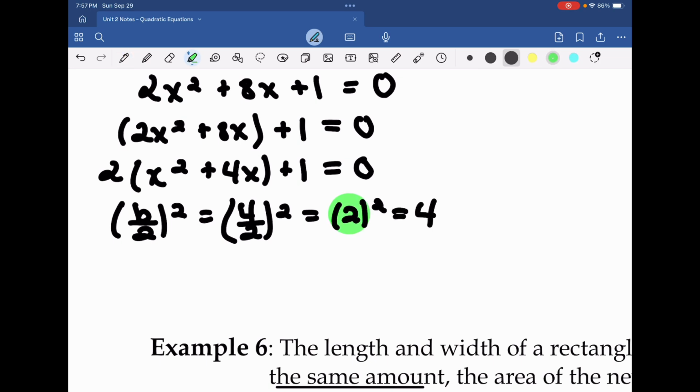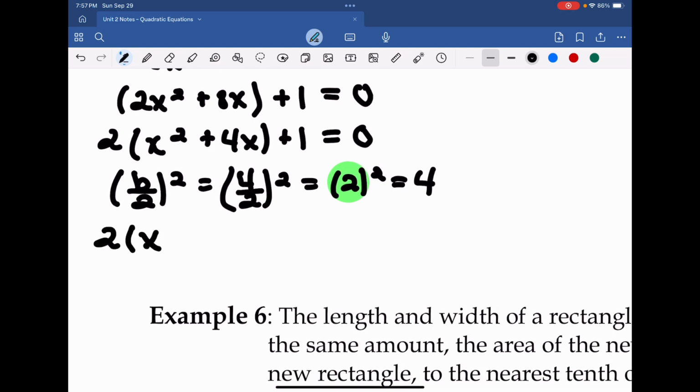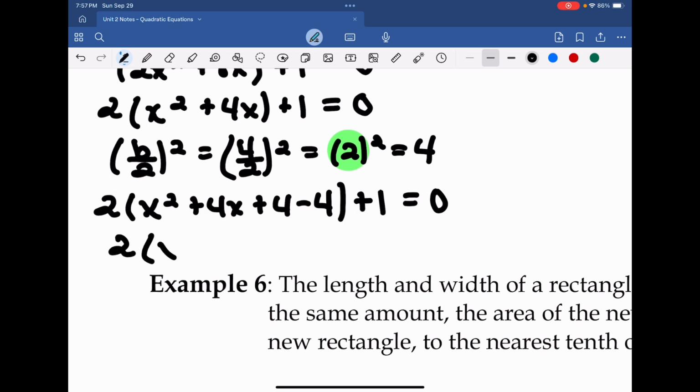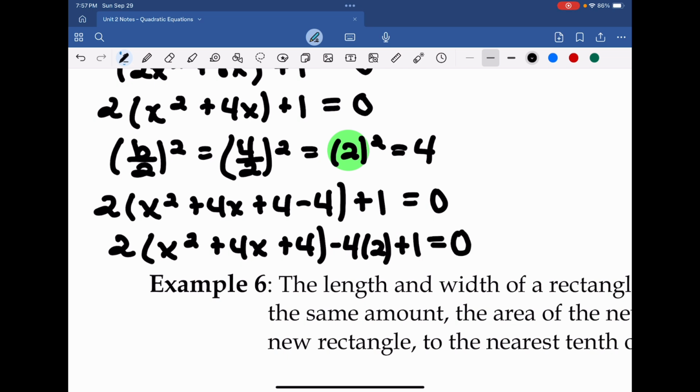Now make sure you highlight that b divided by 2 term because we know it appears in the trinomial. This is going to make it 2 times x squared plus 4x plus 4 minus 4 because we do the positive then the negative, plus 1 on the outside is equal to 0. Now from here we're going to rewrite this as 2 times x squared plus 4x plus 4. I'm going to bring out this negative 4 by multiplying it to the 2 that's the coefficient of the bracket. So this is going to be negative 4 times 2 plus 1 is equal to 0.